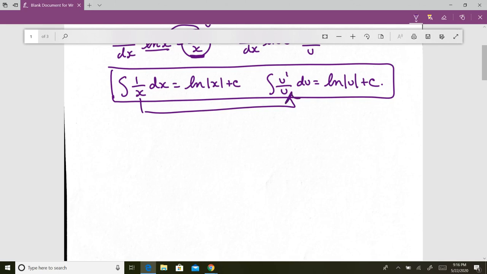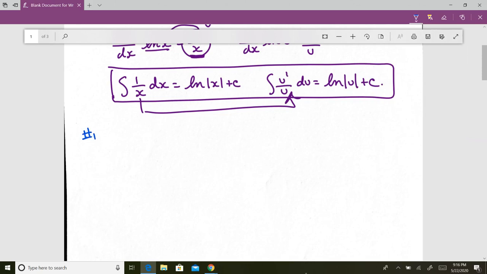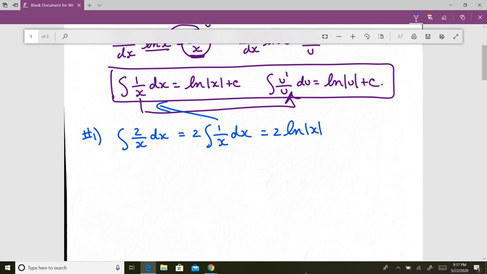This is what you're going to see most of the time, but 1 over x kind of pops up, and that's pretty straightforward. And that will be our first example here. Well, slightly. So if I have the integral of 2 over x dx, right, the 2 can come out, and I'm left with 1 over x dx. Well, that matches that exactly. So it's 2 natural log absolute value of x plus c. That's all you're trying to do, is make it look like one of these two formulas up here.